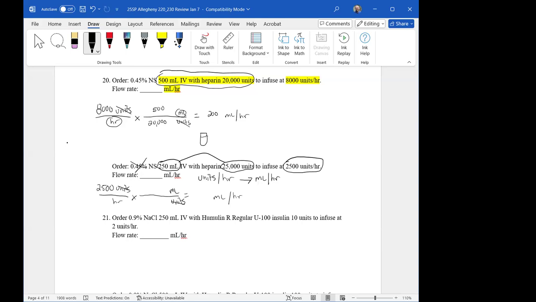So all I'm going to do is take those numbers, 25,000 units, put it with the units, and then 250 ml. And then I'm going to calculate it. So I'm going to take 2,500 times 250 divided by 25,000, and I should get 25 milliliters per hour. Give me 1 second.